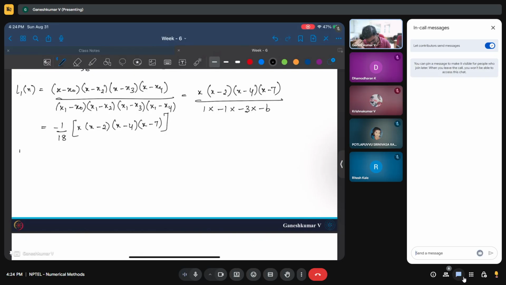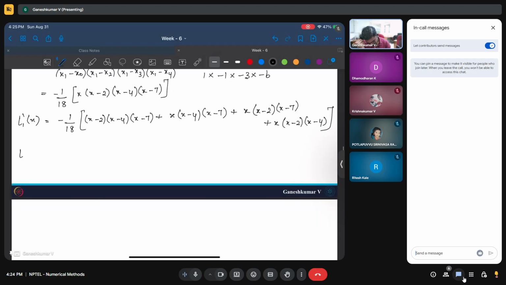Correct? So now you want to find L1 dash of x, so let's differentiate this. This is minus 1 by 18 into x minus 2, x minus 4, x minus 7, plus x, x minus 4, x minus 7, plus x, x minus 2, x minus 7, plus x, x minus 2, x minus 4.